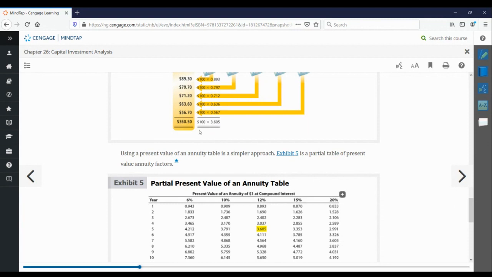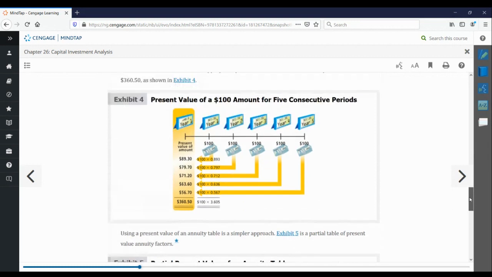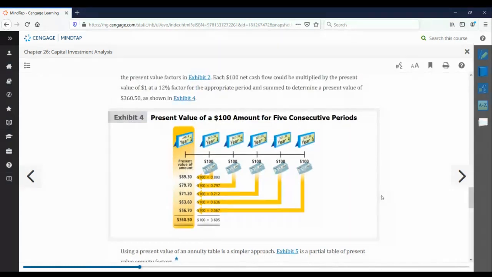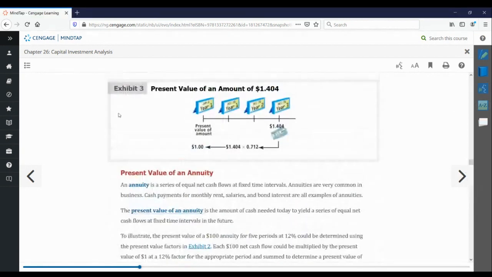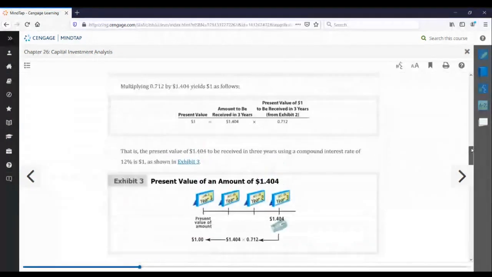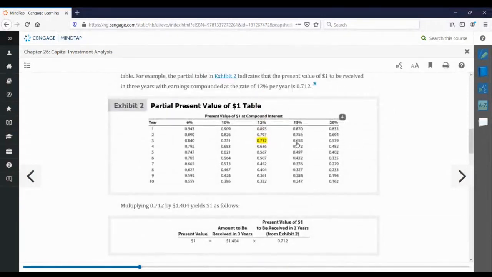So this was a series of equal payments. We could have used the annuity table. If it were a series of unequal payments, we could not use this table. If the cash flows that we were expecting to be receiving in the future were not always $100, maybe we were expecting to receive $90 one year and $110 the next year, then we have to use the present value of the dollar table, which is in Exhibit 2.